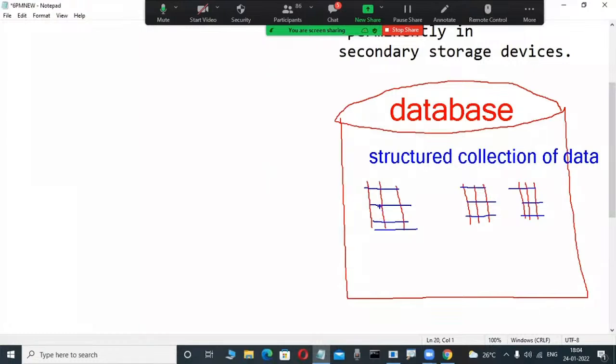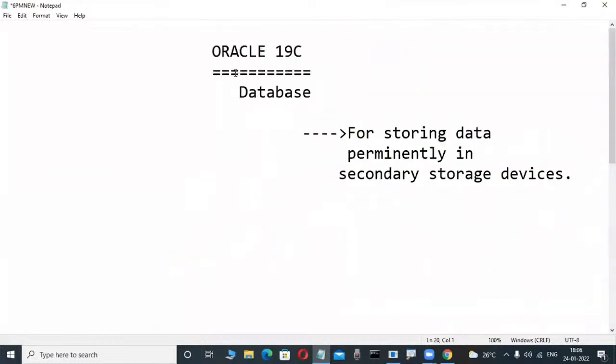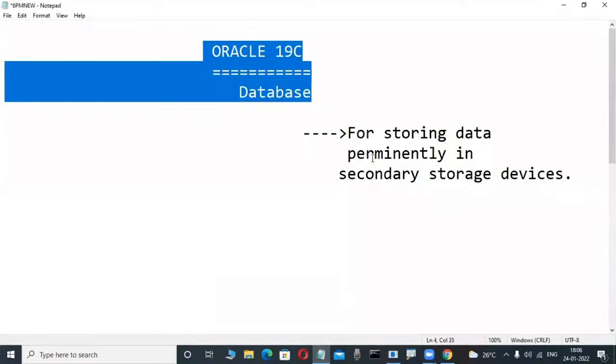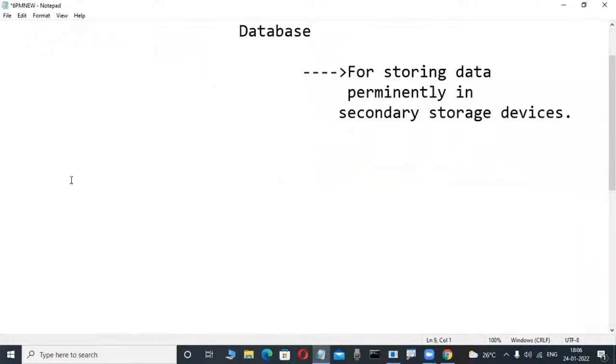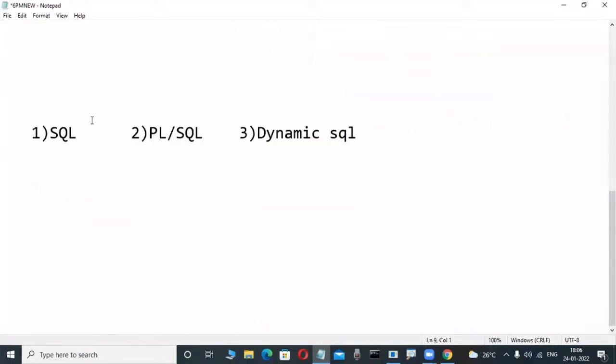Once a structured collection of data is there, for handling and operating this data, which language do we use? Very good. SQL, structured query language. That's why these types of databases are implemented based on the relational data model. What is that? Today I will tell you. Oracle, SQL Server, DB2, Sybase, MySQL, all these databases are implemented based on the relational data model. For operating these products, we use SQL.